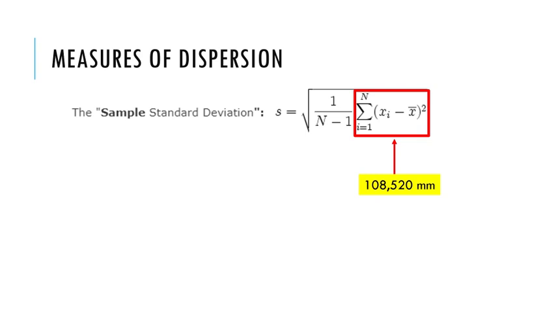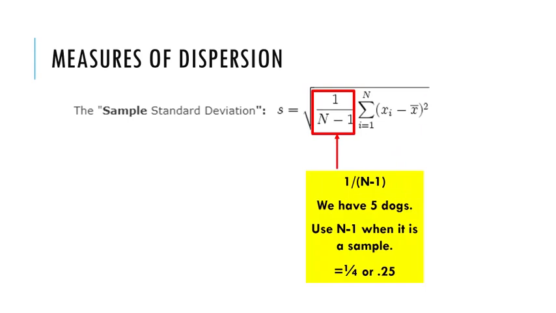All right, so back to our equation. So our sample standard deviation, look at the part that I've got in red. As we just said, we want to take the sum of the deviations from the mean of the sample, that's x bar. So I need to do that for each of the 5 dogs. Some were positive, some were negative, but we squared each one so that they don't cancel each other out. And when I add those all together, I get 108,520 millimeters. So that's what we just did. But now you see why in the equation we had to do that.